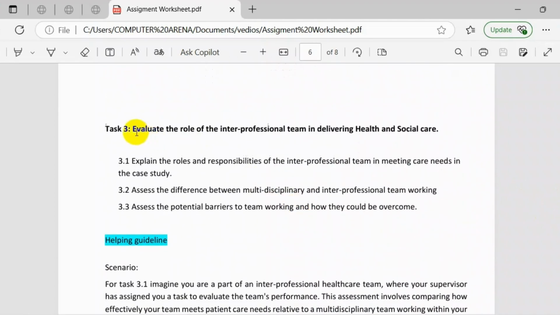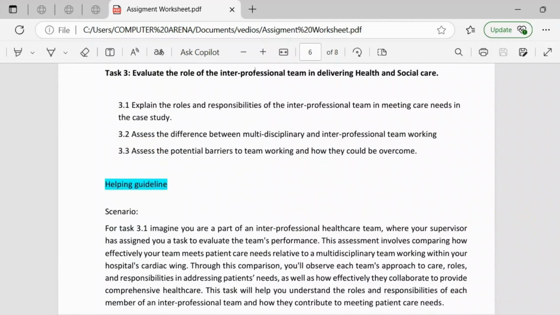Now there comes assessment criteria 3.1, where you have to explain the roles and responsibilities of an interprofessional team. So how can you explain this criteria? First of all, you have to explain their roles and responsibilities, constraints, how they are working in compliance with the patient's needs and preferences, how effectively they are collaborating with each other, and what care approaches they are using to provide comprehensive care services to their users.